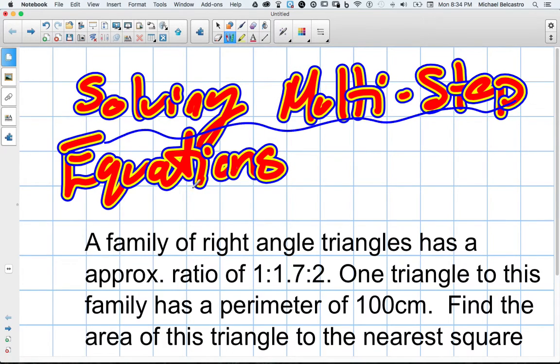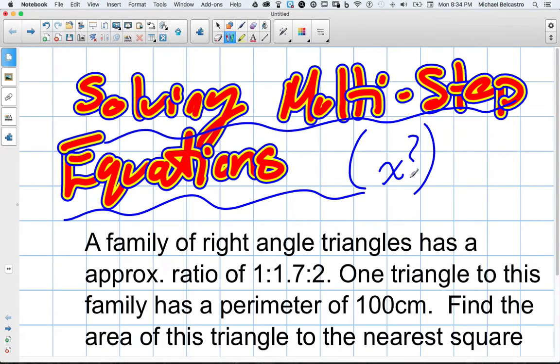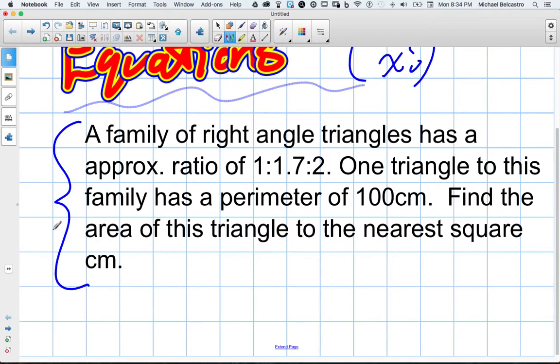All right, solving multi-step equations. Essentially, we're kind of like isolating an x variable. We're trying to find out what the variable stands for. So we're going to read this question, and we're going to draw diagrams and pick out what's important, and then see if we can figure out what's going on.